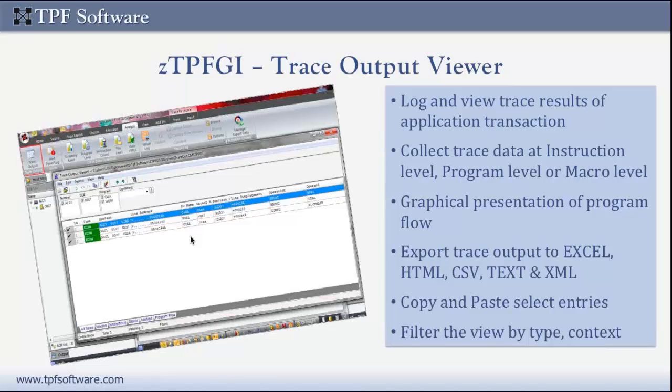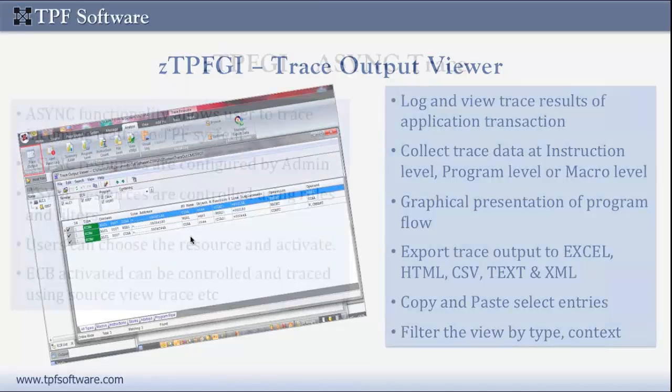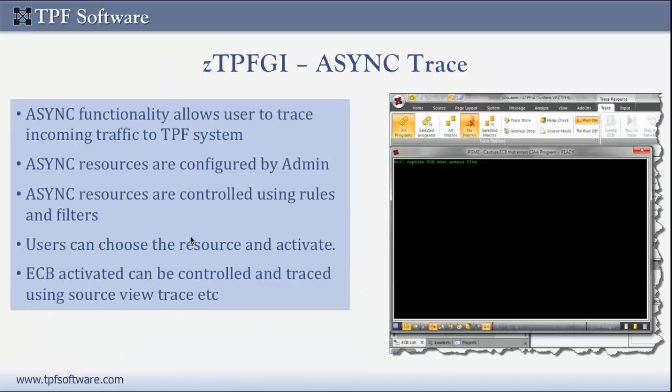ASYNC Trace is, again, a functionality which allows the user to trace the incoming traffic to the TPF. The TPF is not a standalone system. It is connected to several middleware systems, and there is traffic coming into the TPF from web services, or from different test systems, or from different interfaces of different external resources, or traffic coming from a different GDS or a different airline, right?